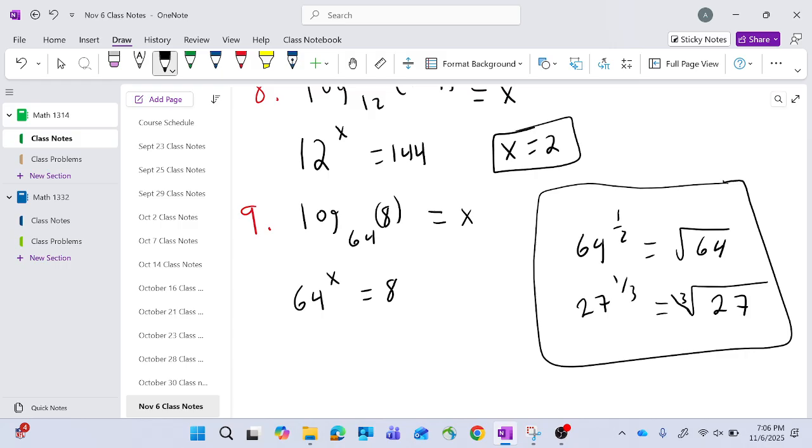Yes. So 6x in this case equals 1/2. Ready to keep going?